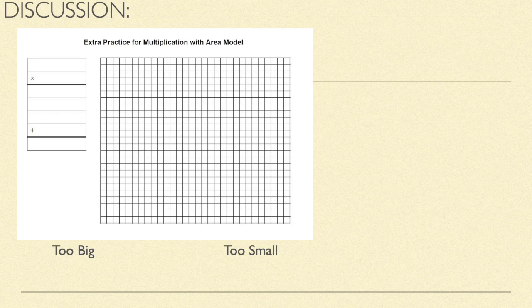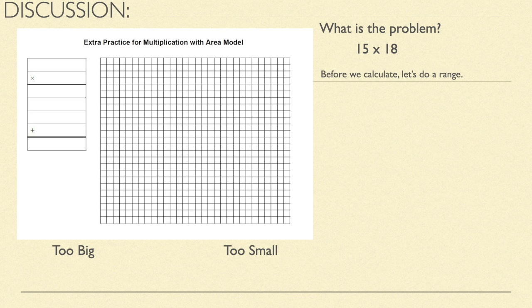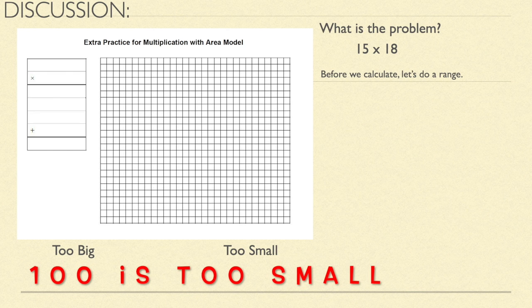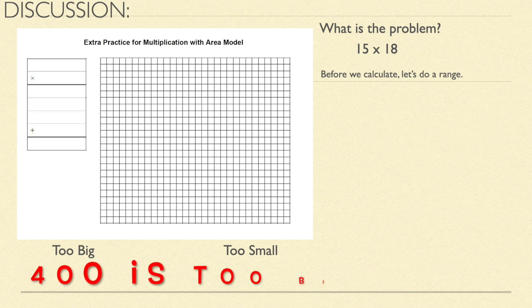So let's try that with a little harder problem now. Let's try that with 15 times 8. Now, as always, I want to get a range before I start. So I'm going to say 10 times 10 is going to be too small. That's 100. But I'm also going to say that 20 times 20 is going to be too big. So 400 is definitely too big.